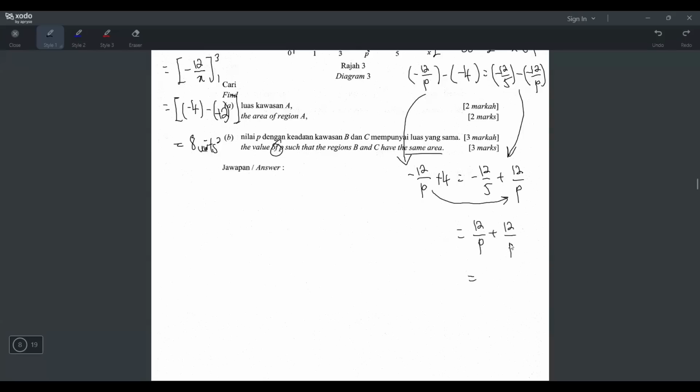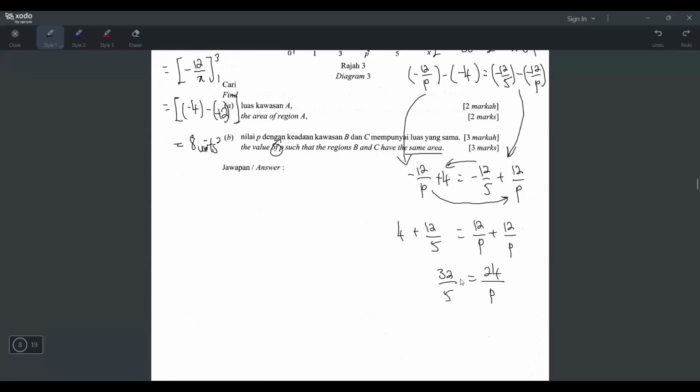And then later the bottom is the same. So if the bottom is the same, the top can add the top. So we get 24 OP. And then what about on the other side? Okay, the other side, number with number can also be combined. So the minus 12 over 5, I move here to become plus. So it becomes 4 plus 12 over 5. And then use calculator, you get 32 over 5.